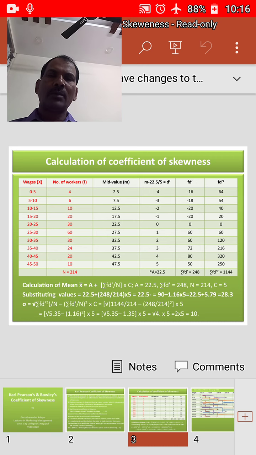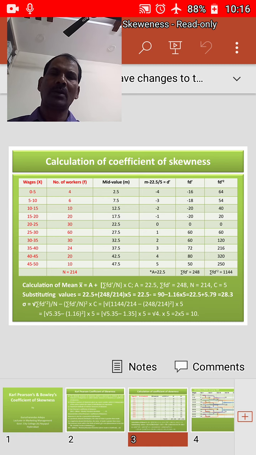Okay, 7.5 minus 22.5, which is equal to minus 15. Minus 15 by 5 is nothing but minus 3. 12.5 minus 22.5 by 5 is equal to minus 10 by 5, which is nothing but minus 2. 17.5 minus 22.5, which is equal to minus 5. Minus 5 by 5, minus 1, you will get.